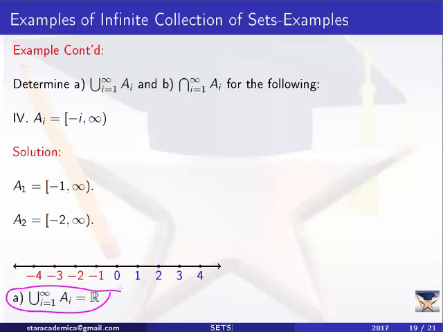So what about the intersection though? Intersection: this was A1 from -1 to infinity, A2 from here to here. So the intersection is A1, which is this set. So that is A1.